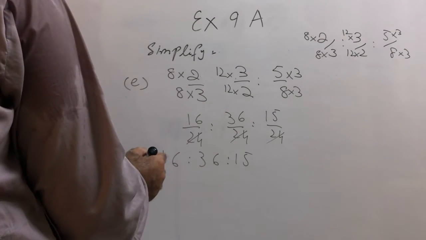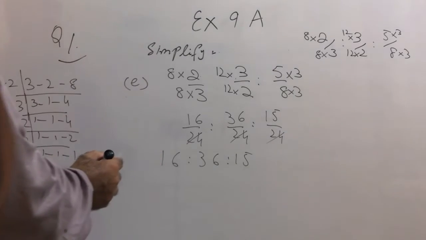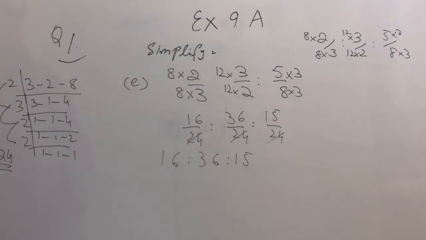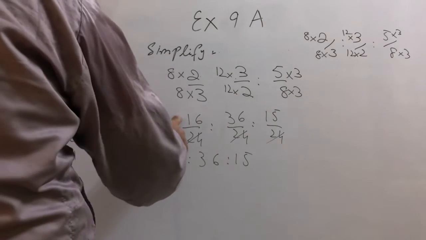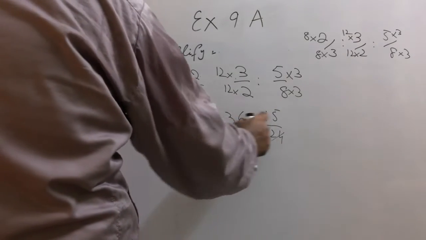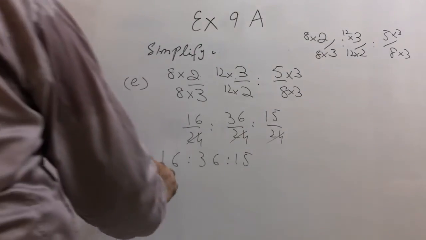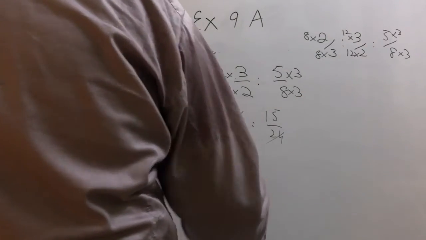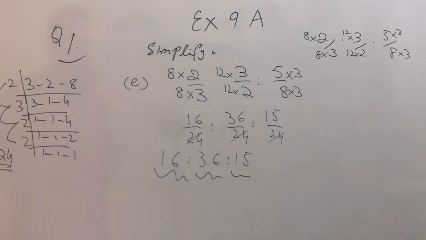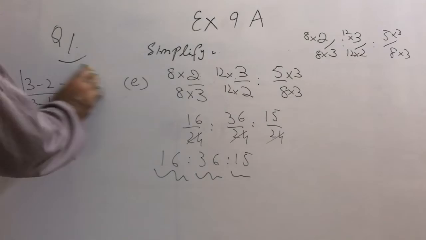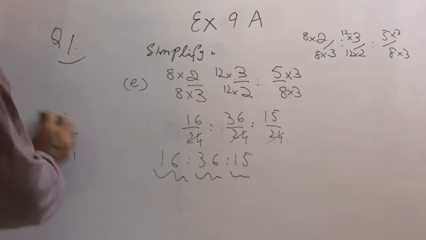Then in the next step we were supposed to simplify. So all these 24s were cut off. If we multiply this with 24, this with 24, this with 24, it will be cancelled. So we are left with 16, 36, 15. So it is basically 16 ratio 36 ratio 15. So this is the answer for part E.